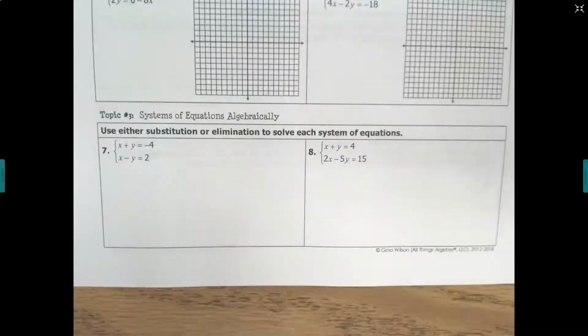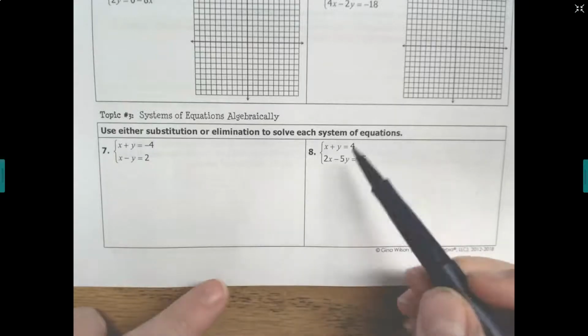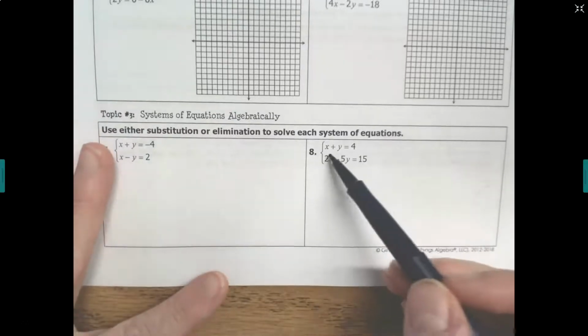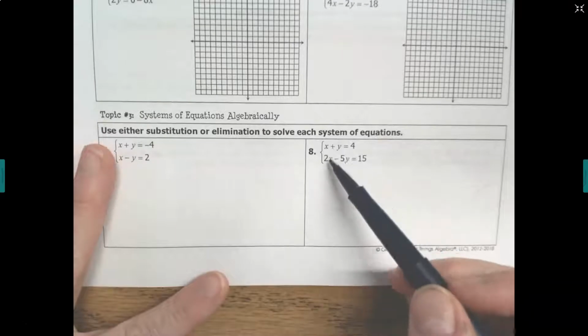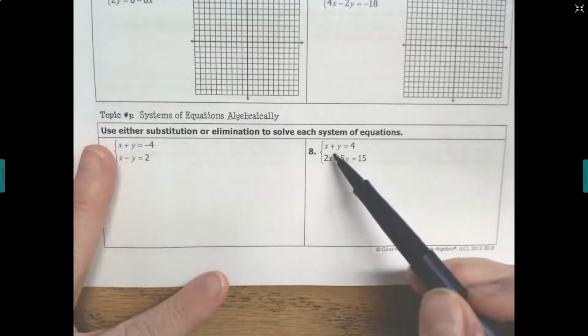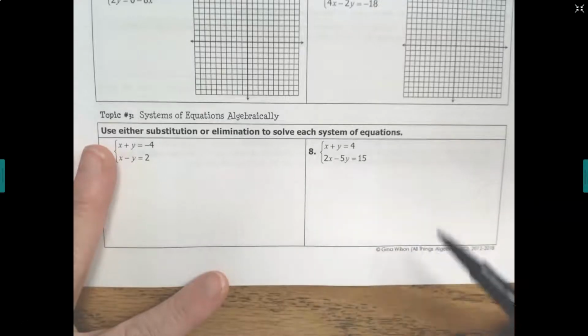You could also be asked to solve systems algebraically. You're not given the graph, but you still have to determine the point where the 2 equations cross. There are a couple of ways to do this. Elimination is one of the easier ways, and what elimination wants you to do is find 2 x's and get them to cancel, or 2 y's. You're eliminating an x or a y. So we always stack these over each other, lining the x's with the x's and the y's with the y's. And I want to have opposites, so either an x or a y will cancel.